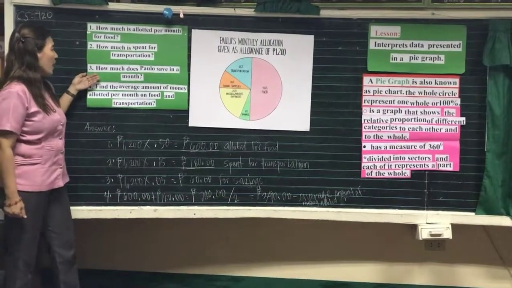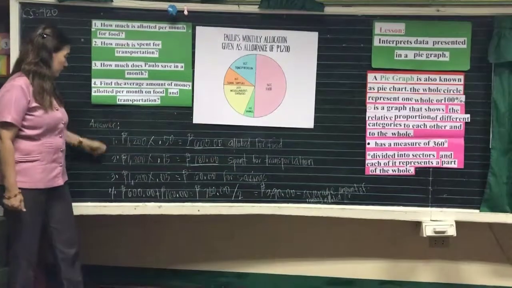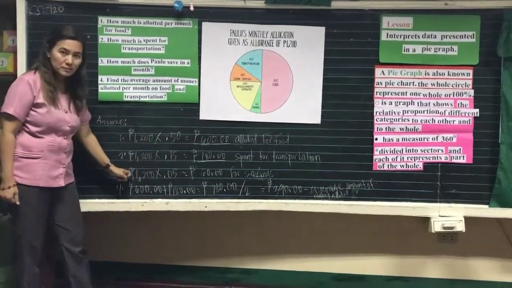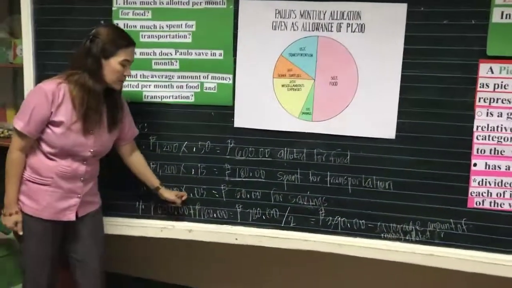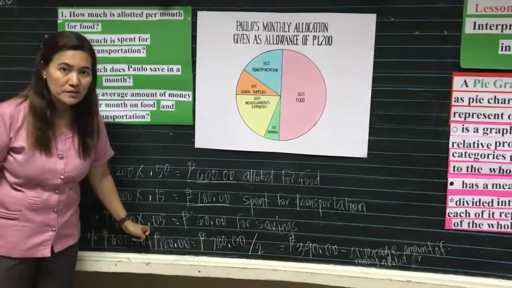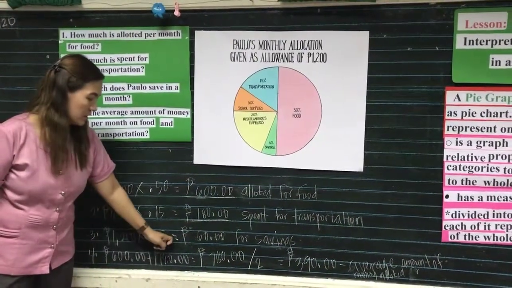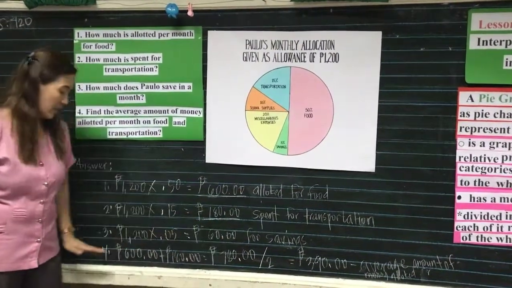Number 3, how much does Paulo save in a month? Again, to answer this question, the same procedure as 1 and 2: multiply 1,200 pesos times 0.05, which is equivalent to 5%, is equal to 60 pesos. This is for his savings.